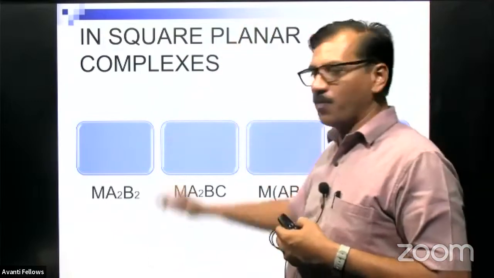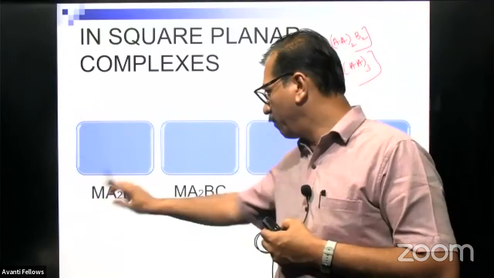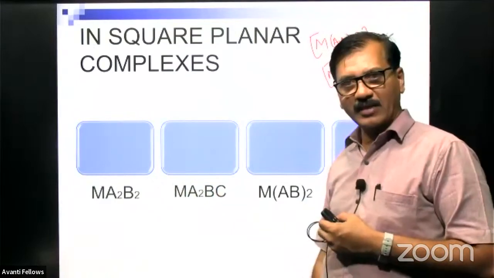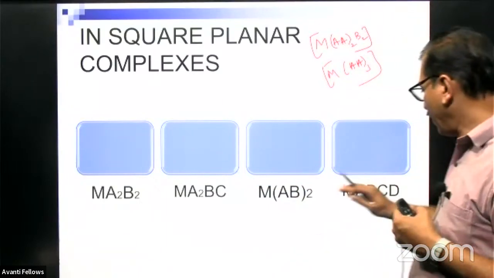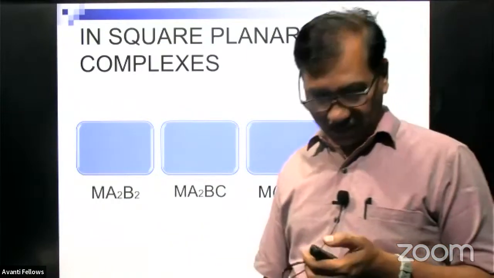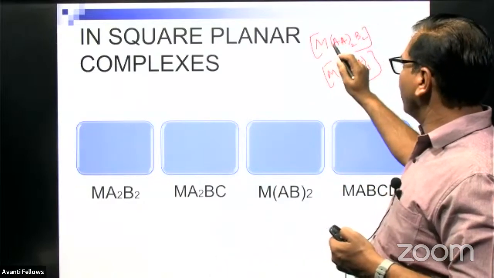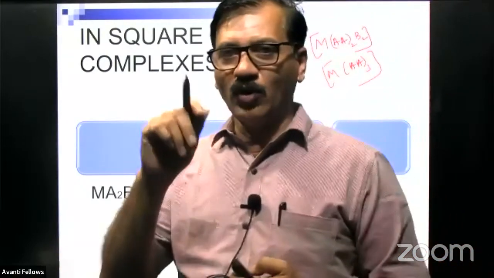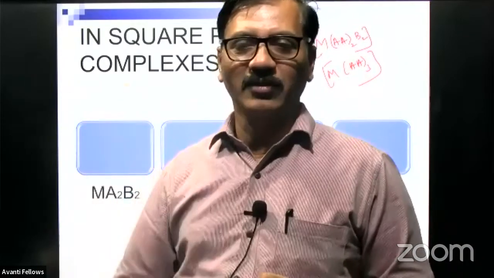Square planar complexes will give Ma2B2, cisplatin type, Ma2BC, taking the example of this, MAB2 with an unsymmetrical didentate ligand, and MABCD type also. So these are the types of square planar complexes that are possible. And the optical isomers are MAA2B2 and MAA3. If you note down all these things, the confusion will be less. So write a generalized format so that it becomes easy.